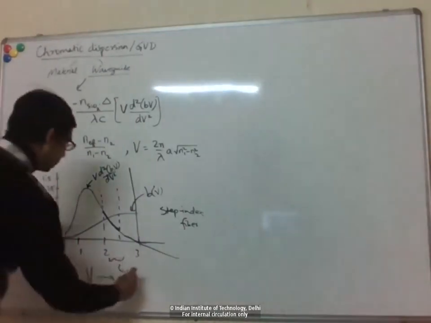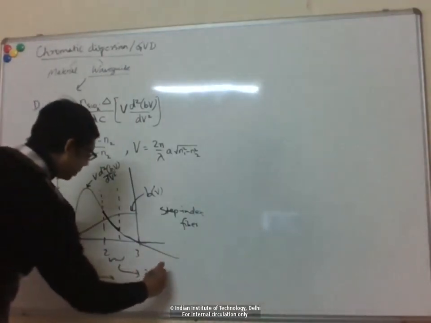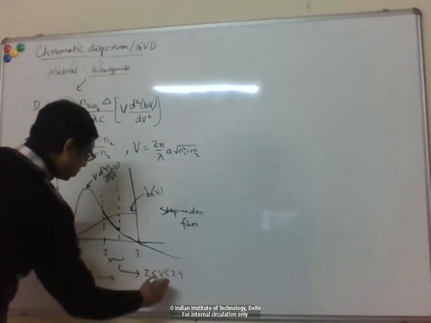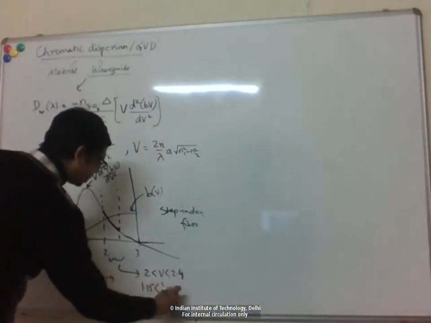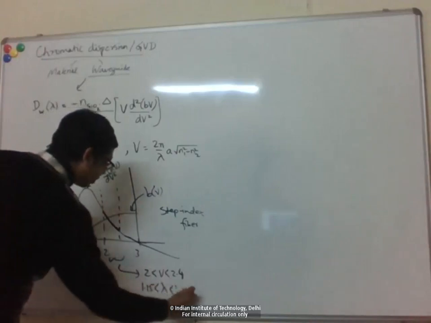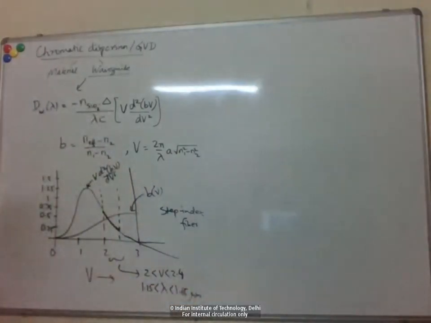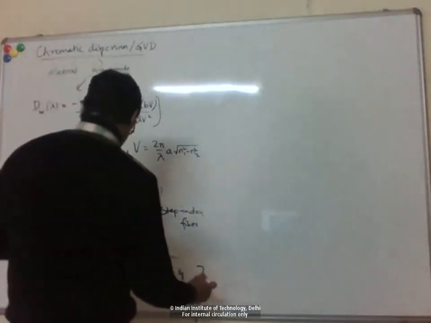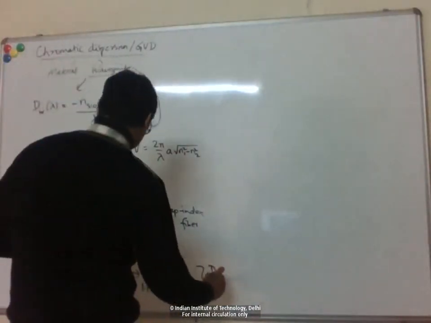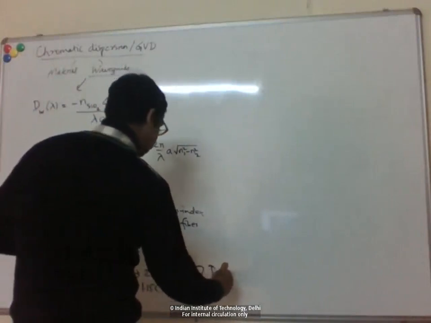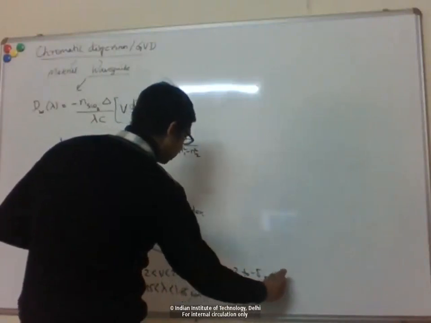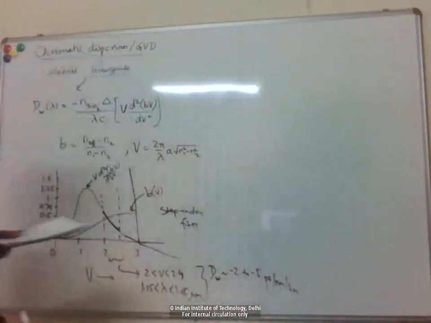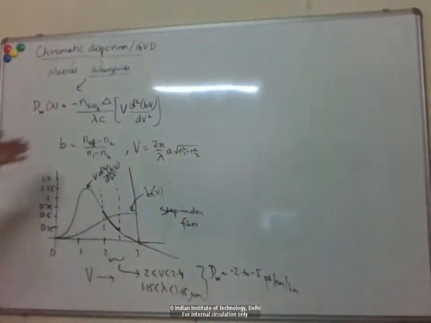In this range, if b is between roughly 2 and 2.4, that corresponds to a wavelength range between 1.25 and 1.65 micron. In this range, D is always negative. If you pick a typical conventional single mode fiber, the waveguide dispersion is about -2 to -5 picosecond per nanometer kilometer. You just put in the numbers here.